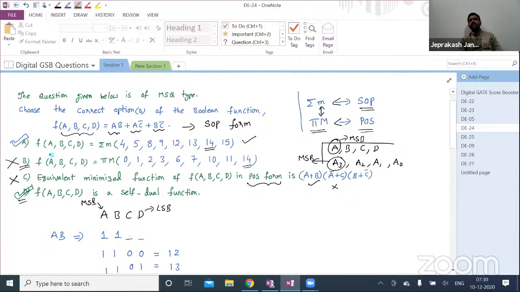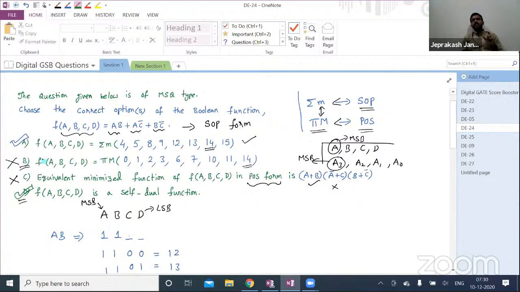Among the 4 given choices, only 2 choices are correct, A and D. See, in the GATE exam, if the question is an MSQ type of question, you have to choose all the correct options in order to get the marks. Suppose in this question 2 choices are correct, but you have chosen only option A, then you won't get any marks. There is no negative marking for MSQ type questions in the GATE exam, and there is no partial marking also.